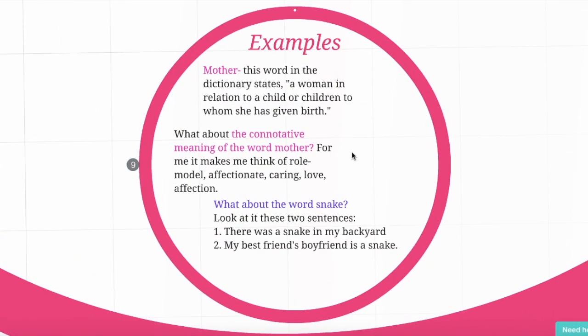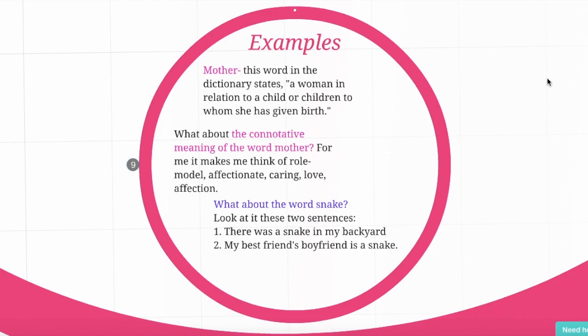The word mother, in the dictionary, it states a woman in relation to a child or children to whom she has given birth. That's what the dictionary definition is of the word mother. But what about the connotative meaning of the word mother? For me, I think of a role model, somebody who's affectionate, who's caring, who's given me affection, who I love. So I've developed an emotional attachment, obviously, to my own mother. And so if somebody asks me, how's your mother doing? It doesn't just mean the woman who gave birth to me. It means all these other things too.